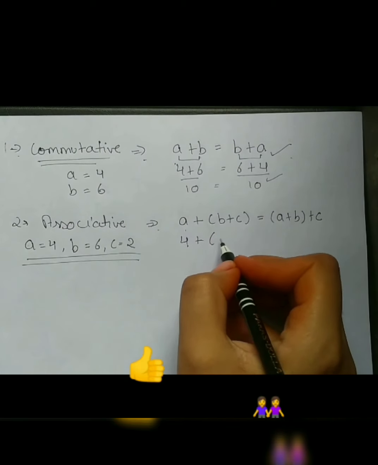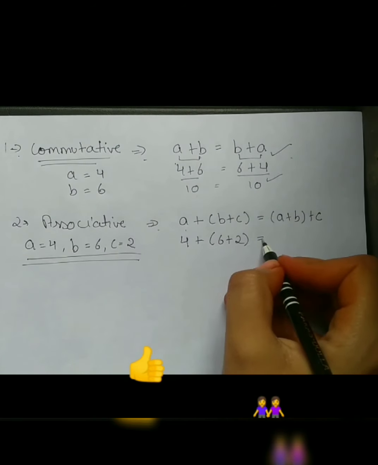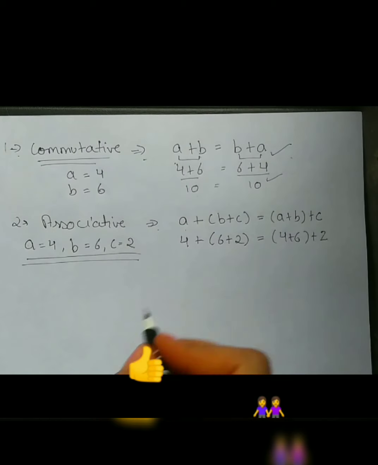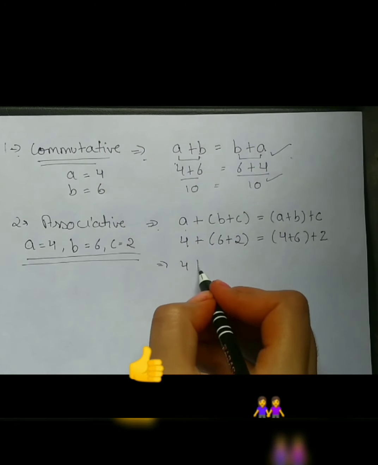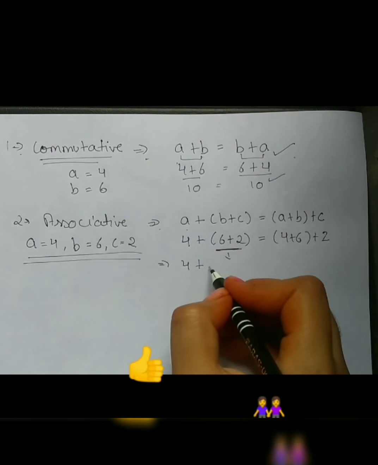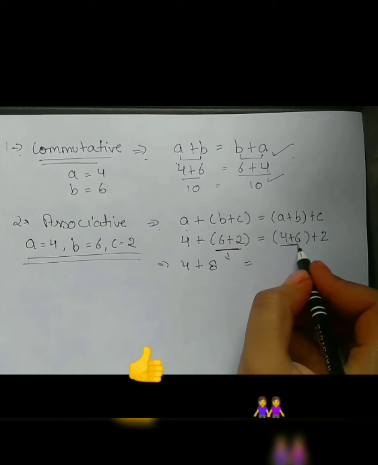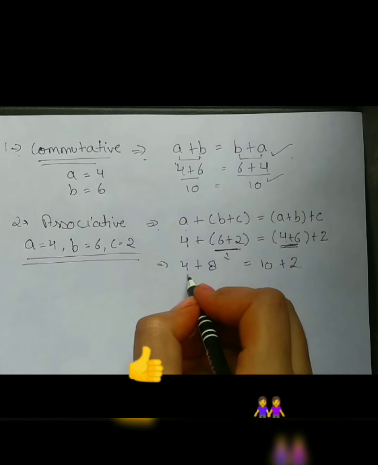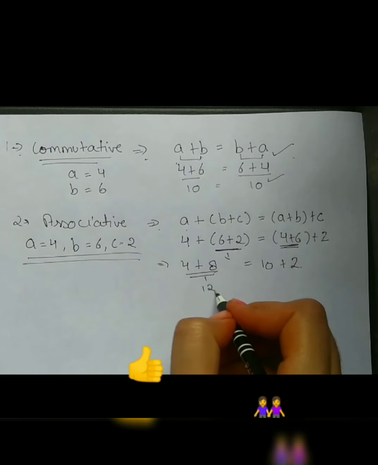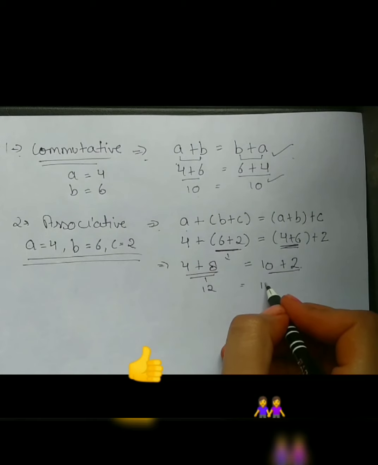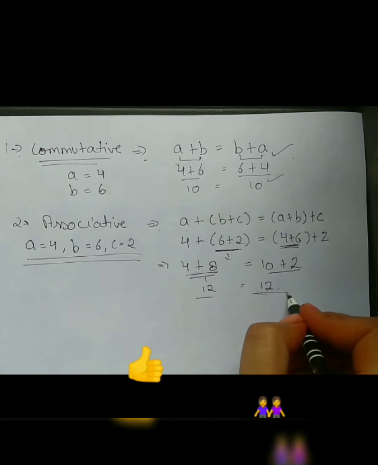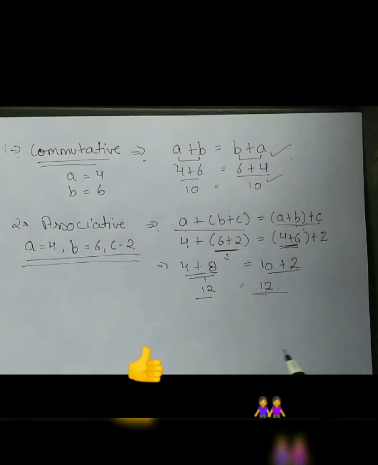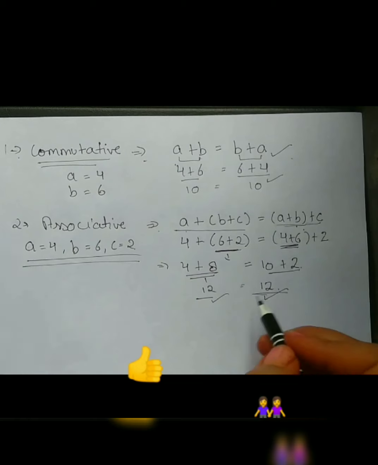(4 + 6) + 2 = 4 + (6 + 2). 4 + 6 is 10, plus 2 is 12. 6 + 2 is 8, 4 + 8 is 12. This property says adding any three integers in any order will not change its answer.